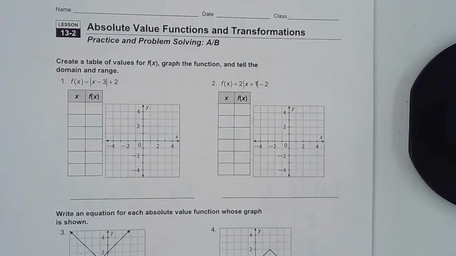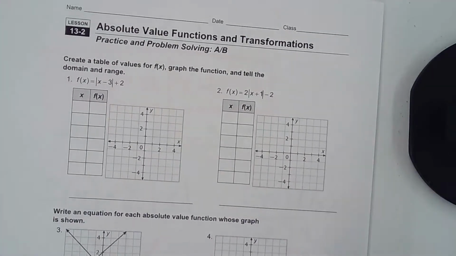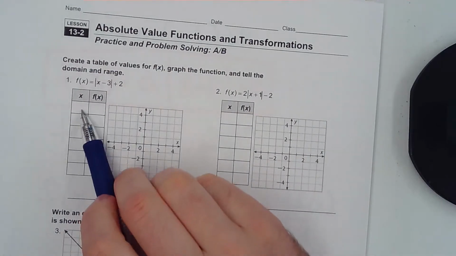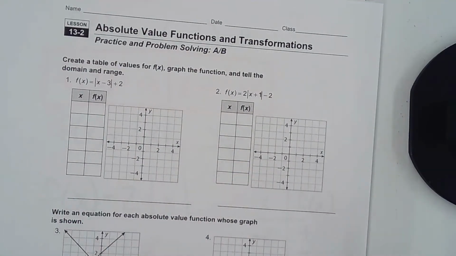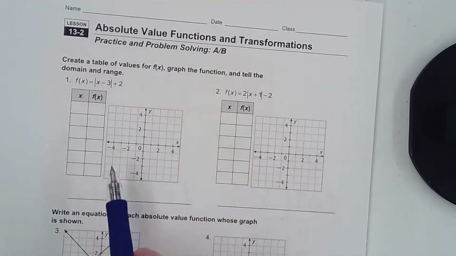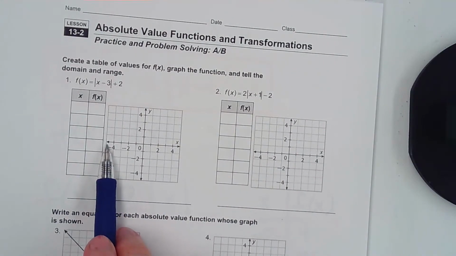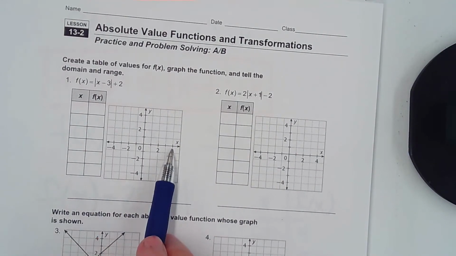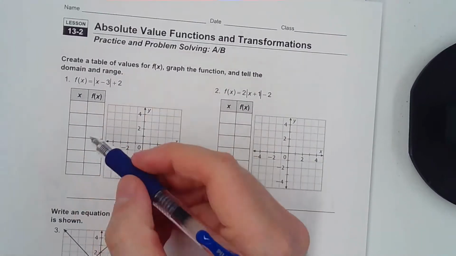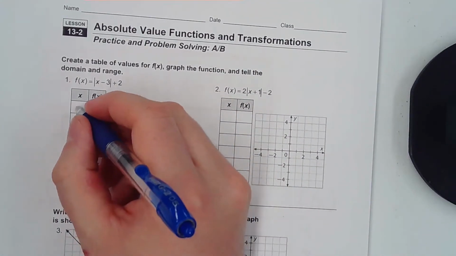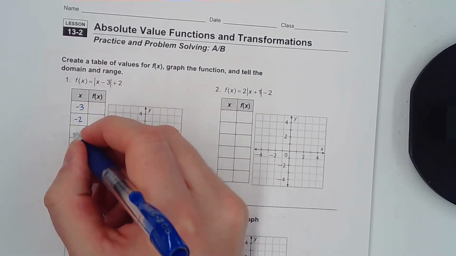So, in this video we're doing 13-2, absolute value functions and transformation. It gives you a table and a function, and it wants you to graph it. So we want to pick numbers to plug in that'll fit on our graph. We want numbers between, it looks like, -4 and 4. I'm going to be simple and do -3, -2, -1, 0, 1, and 2, and see what happens.